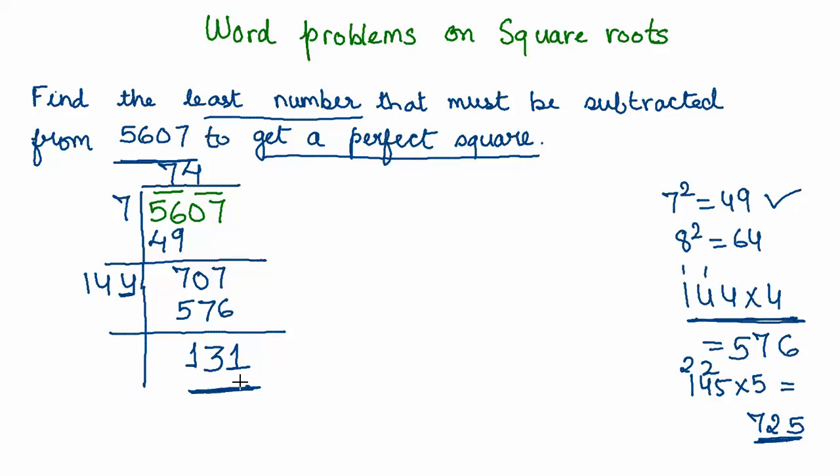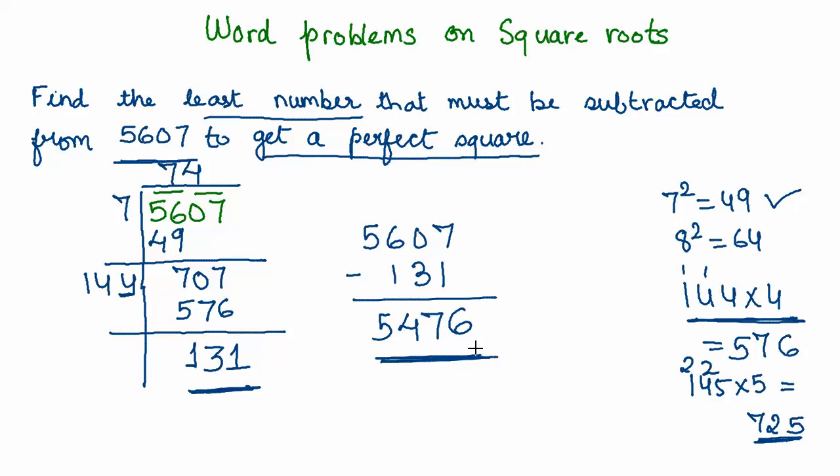So what do we need to do? We need to get 576 over here, and we can do that by subtracting 131. So we subtract 5607 minus 131. 7 minus 1 gives us 6, 10 minus 3 gives us 7, 5 minus 1 gives us 4, and so 5476 is the square number that you will get after you subtract 131 from it. And what will be the square root of this?